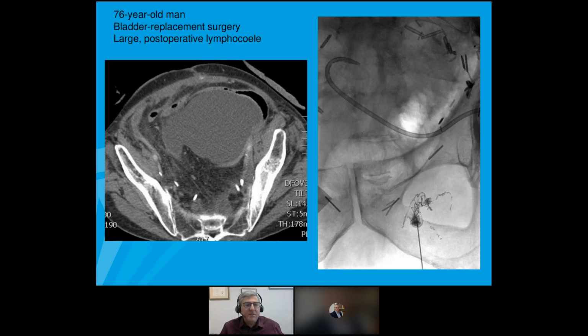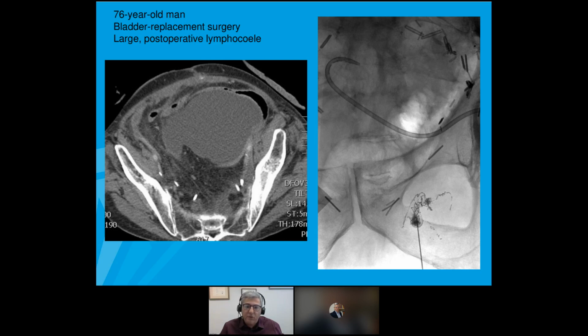This was a 76-year-old patient with a bladder replacement surgery, and postoperatively there was a large lymphocele at the right side. There was already a pigtail placed in that lymphocele, but there was a continuous, persistent production of lymph through that drain. So what we did here, again, we did an intranodal approach. We injected Lipiodol slowly into that lymph node.